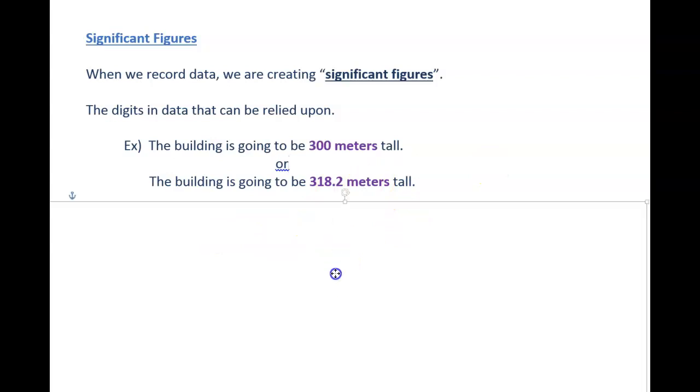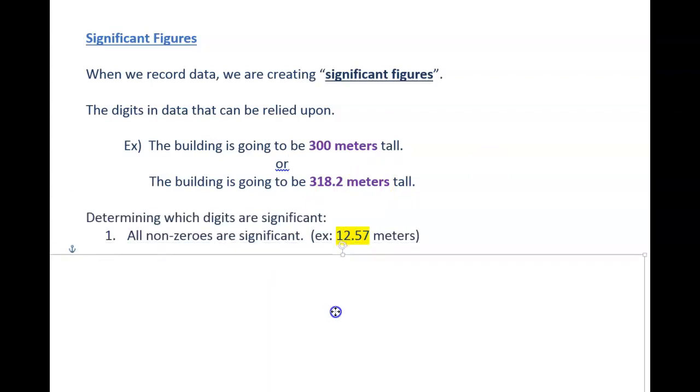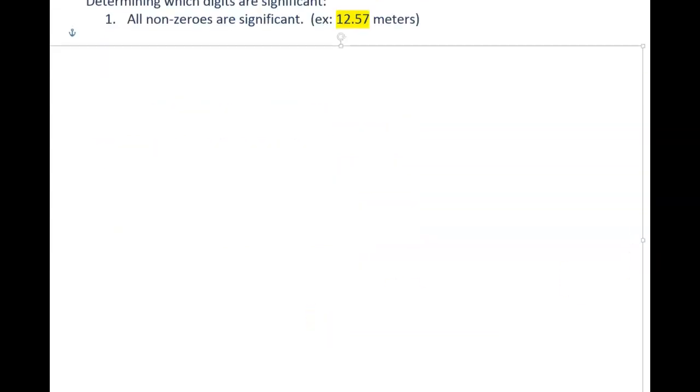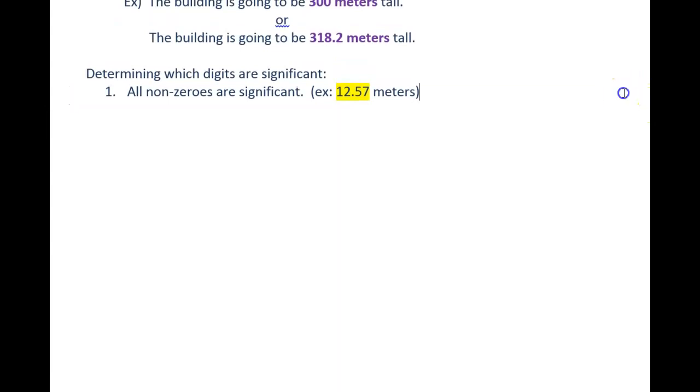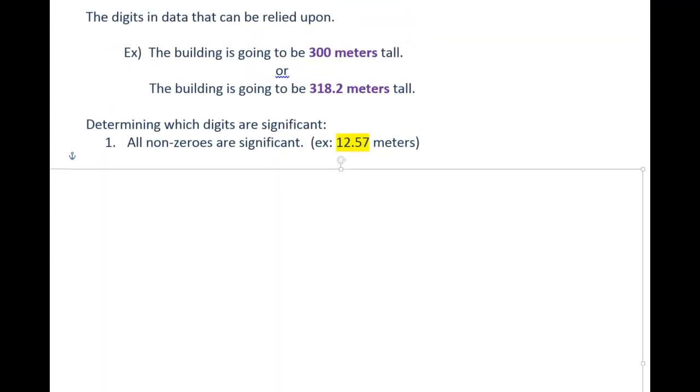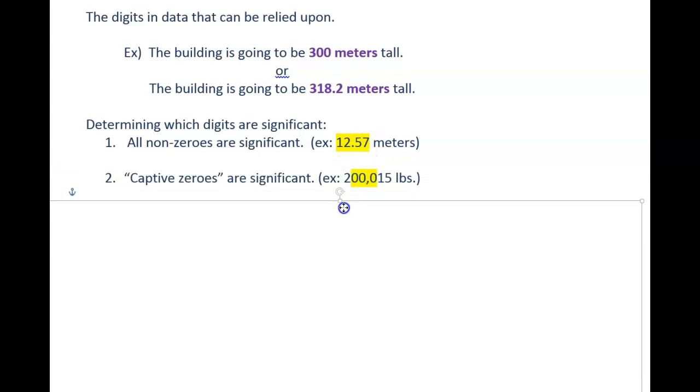So in terms of determining which digits are considered significant figures, I've got 3 rules to give you. One is that all non-zero digits are significant. So if you see a number 12.57 meters, that's 4 significant figures. That means all 4 of those digits are considered significant, or you could say reliable. So 12.57 has 4 significant figures. Or another way of looking at it is it's a number that is good to the nearest hundredth because its last significant figure is in the hundredths place.